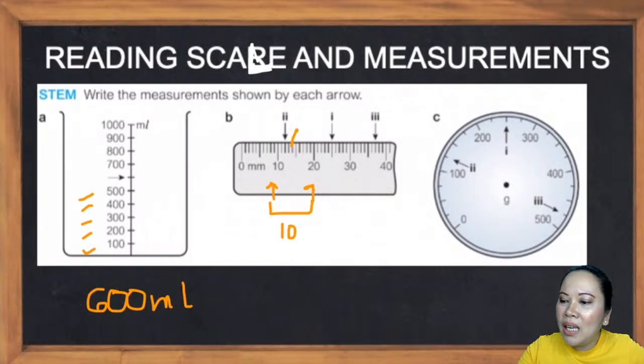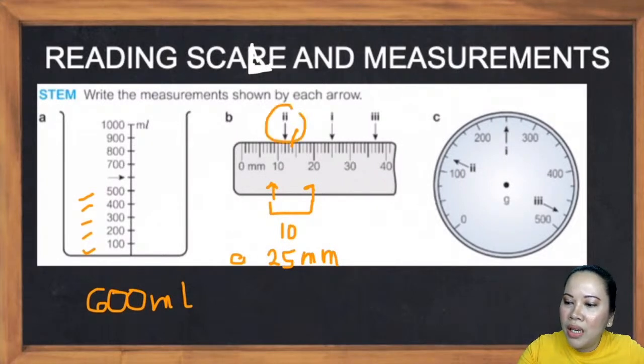Yes, Maha Blanca, that is 25 mm. Yes, 25 mm. That is right. Okay. And then you have letter II. How about this one? That is correct. 25 mm.